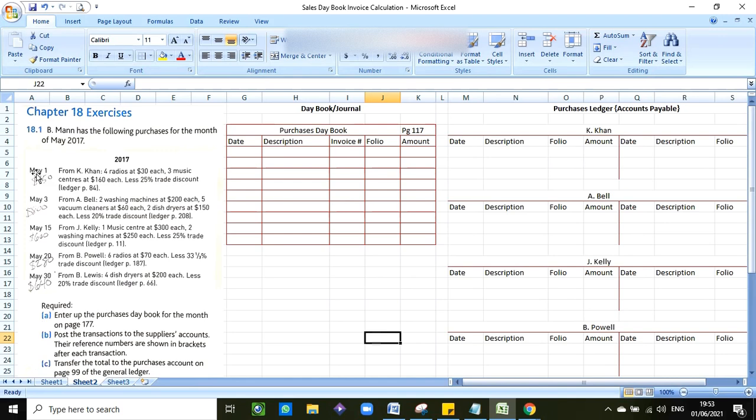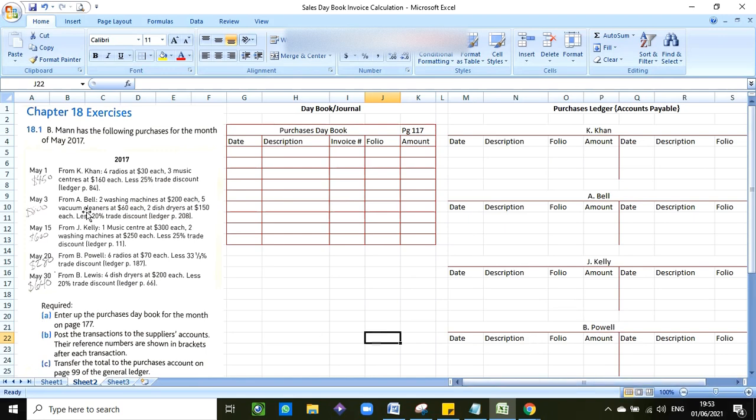Okay, so May 1st we have that we are purchasing from K-Can, and we are purchasing a few items that you can pause the video and read, and do your own calculation. And at the end of the items and the scenario, you get something in brackets here. It says ledger page 84, which I will address. Let me address it now.